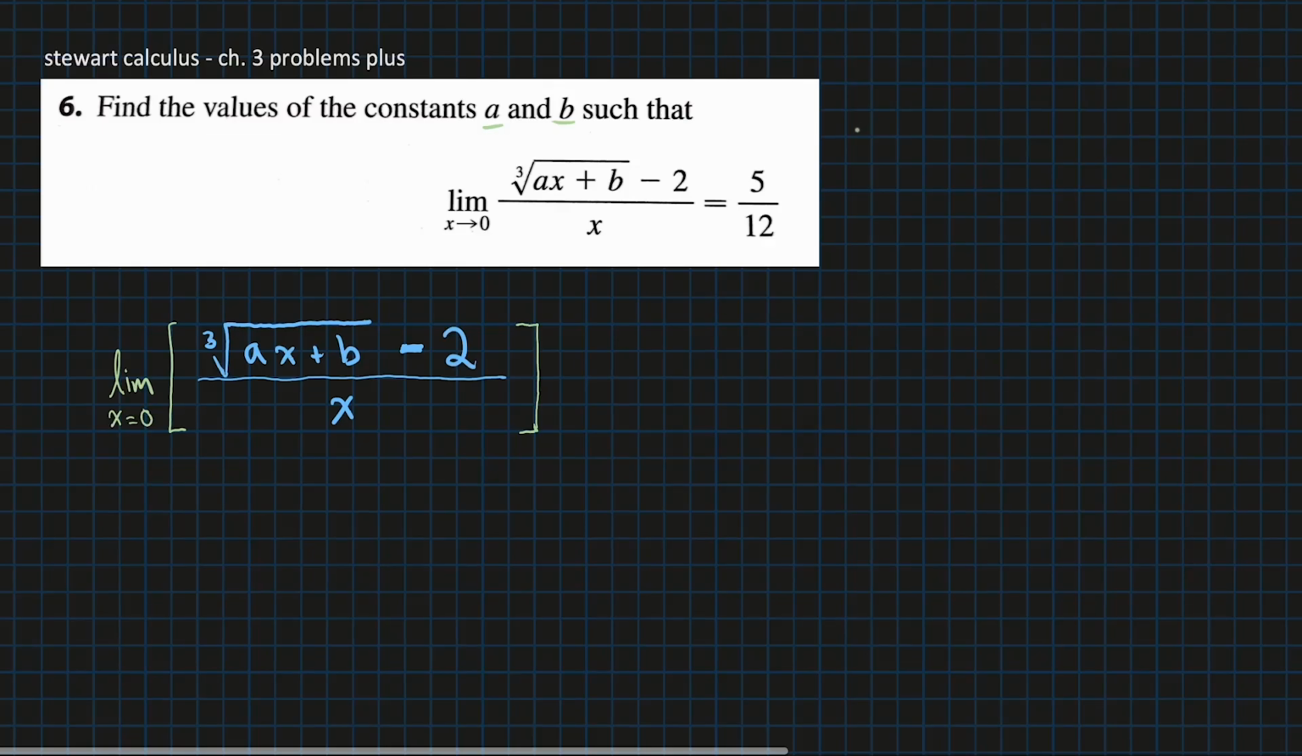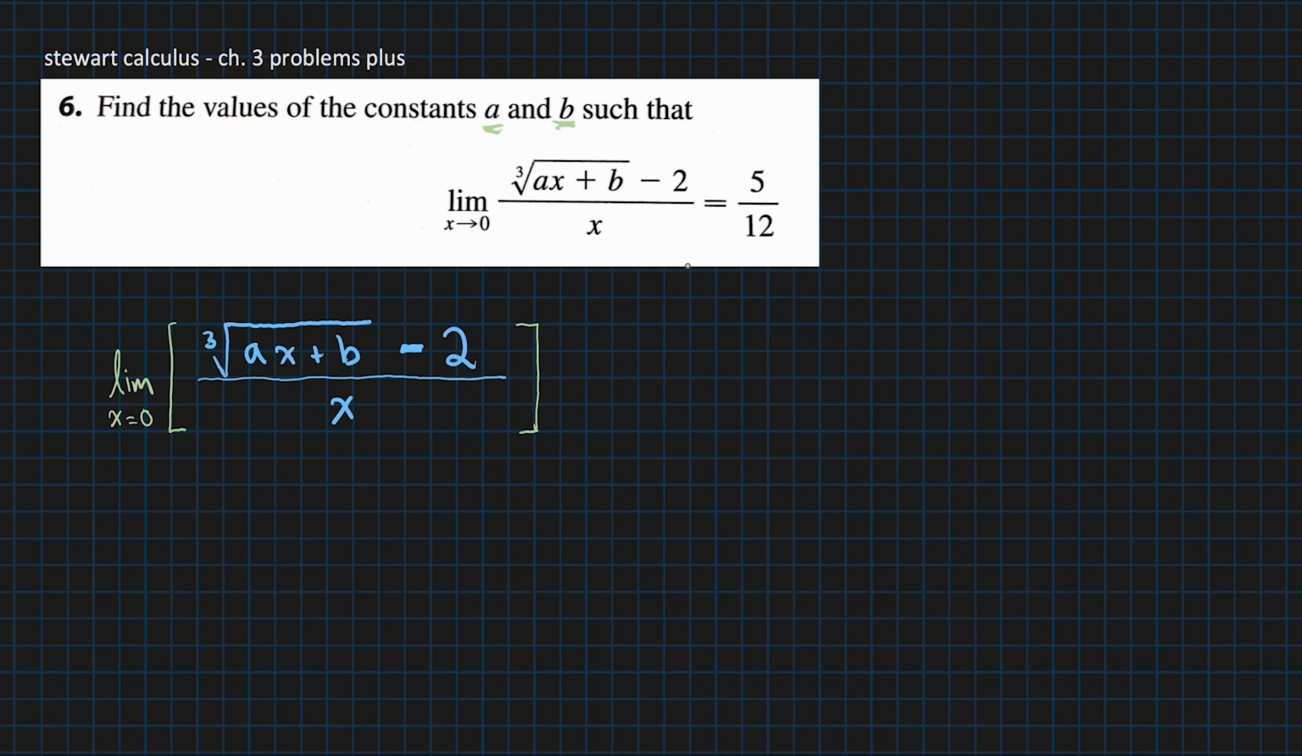We are told, find the values of the constants a and b such that the limit as x approaches 0 of the cube root of ax plus b minus 2, all over x, is equal to 5 over 12. Alright, we know that we have to find two constants, and they're in this limit expression.